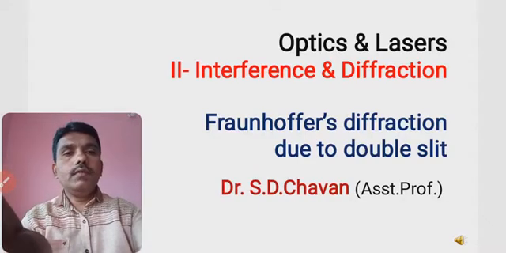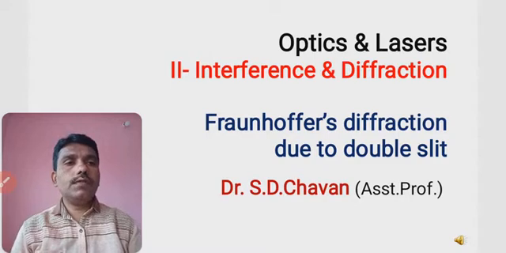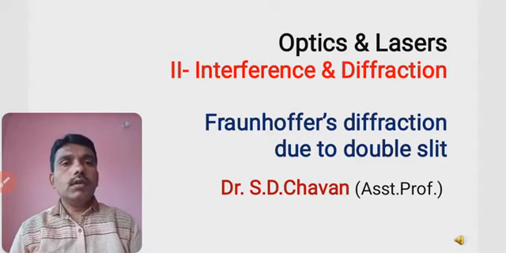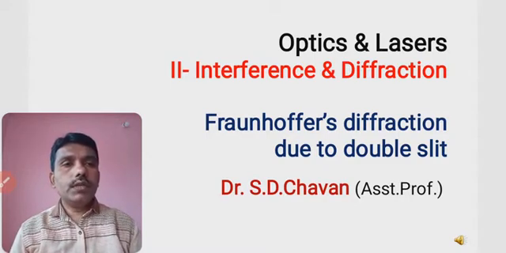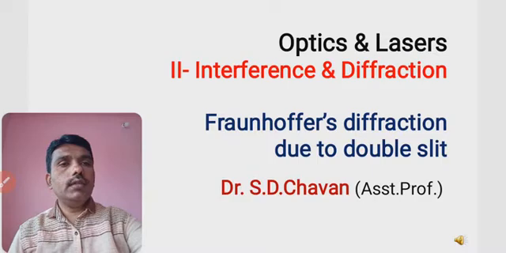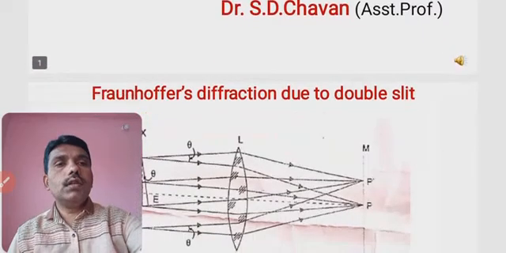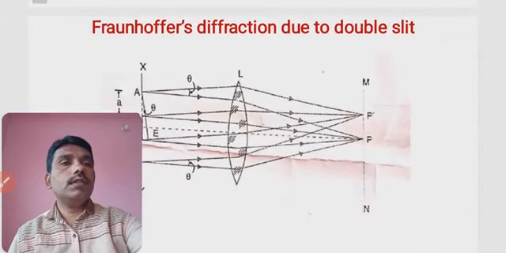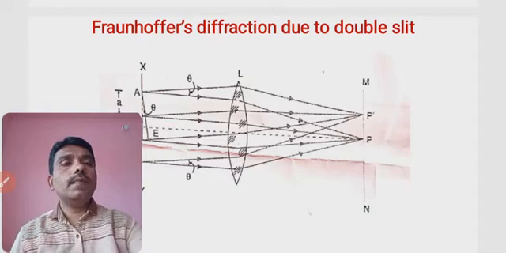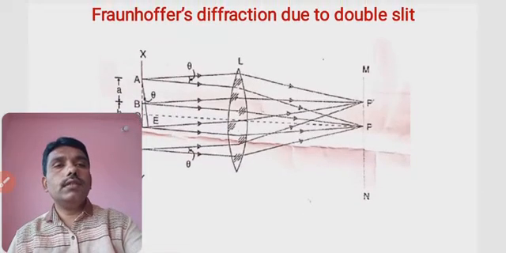Hello everybody. Once again I am here with you for another session on Fraunhofer's diffraction due to double slit. Fraunhofer's diffraction due to single slit we have seen in detail. Now let's see what exactly the changes are regarding Fraunhofer's diffraction due to double slit. So basically in this Fraunhofer's diffraction due to double slit, two things are going to occur, that is the interference and the diffraction.